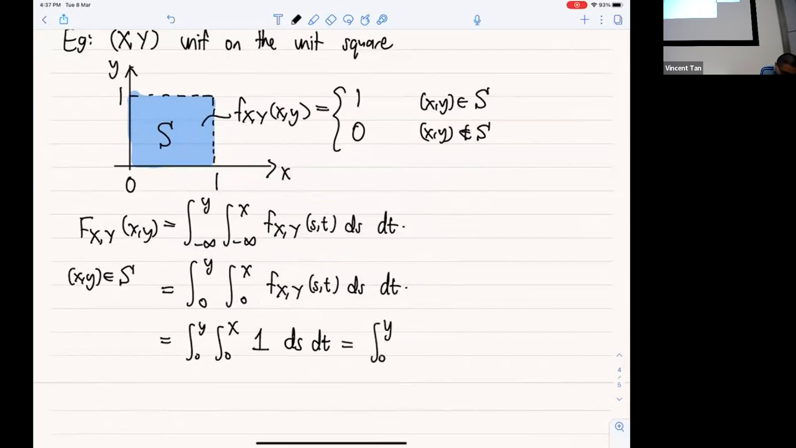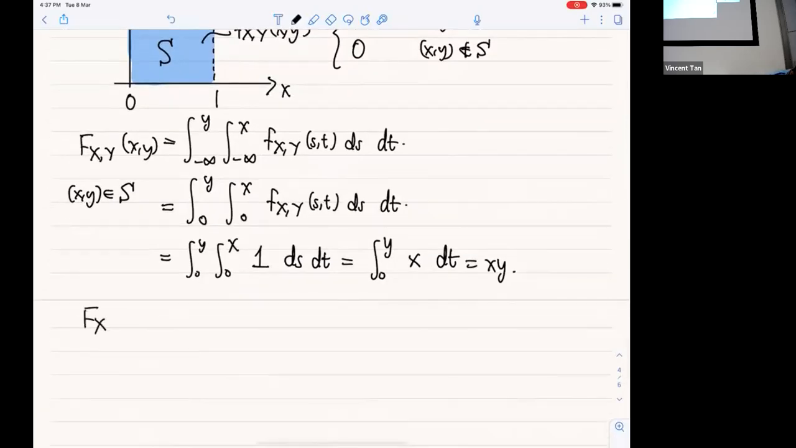Okay, but now the inner integration here is from 0 to x of 1 ds. You recover x exactly. But now x is a constant with respect to the integration here. So here you recover xy. So the point I want to make here is that the joint cumulative distribution function is equal to xy when x and y belong to the square. That means like this.